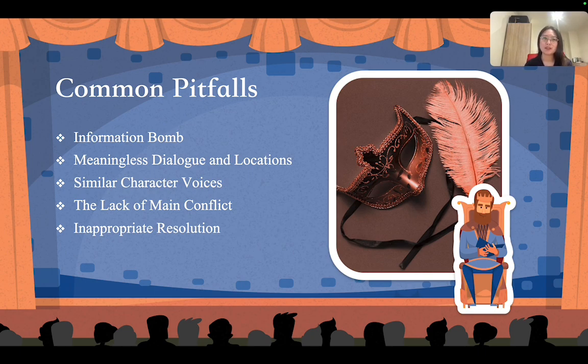And the fourth one is a lack of main conflict. Always try to have only one main conflict in your play. There can be different kinds of plots and subplots, but all of this should serve and support your main conflict. It can be a love triangle, it can be murder, it can be crime, it can be friendship, all sorts of things, but there should be only one main conflict.